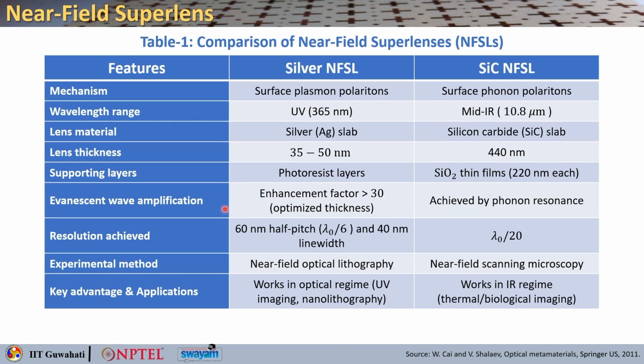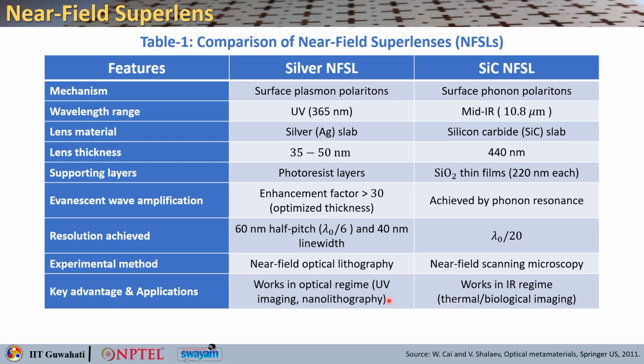Here the evanescent wave amplification was more than 30, and mainly it was because of the surface plasmon polariton or surface plasmon resonance. Here it was from phonon resonance, and the resolution achieved here was lambda naught by 6, and here you can go up to lambda naught by 20. As for the experimental method, here they used near field optical lithography, and here they used near field scanning microscopy.